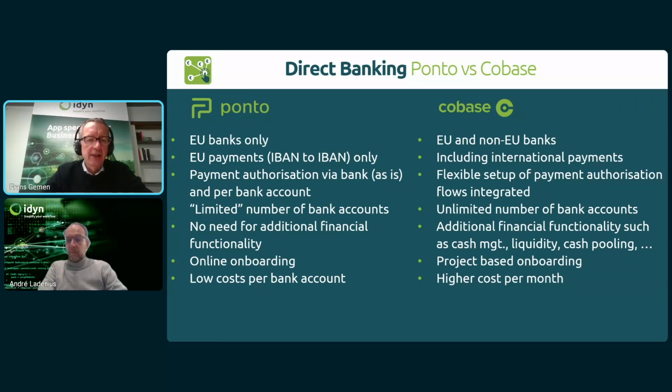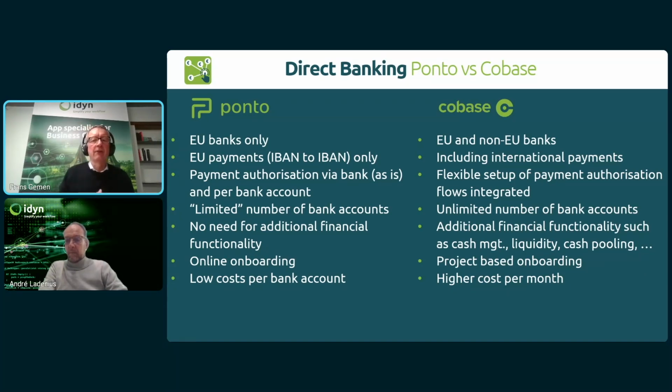The payment setup is very flexible. They support all kinds of payments, so national payments, European payments, international payments. There's basically no restriction there. But the payment authorization is really different. All the payments we send from Business Central are ending up in the Cobase portal, and the user can there authorize the payment in the portal, and Cobase would send the payment directly to the bank with a pre-mandated status.